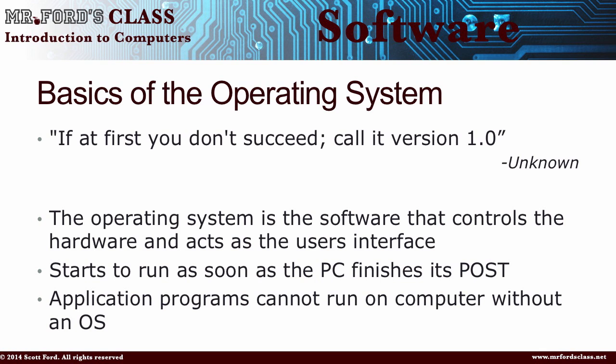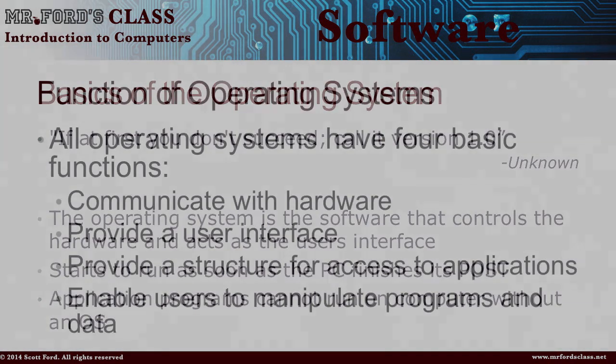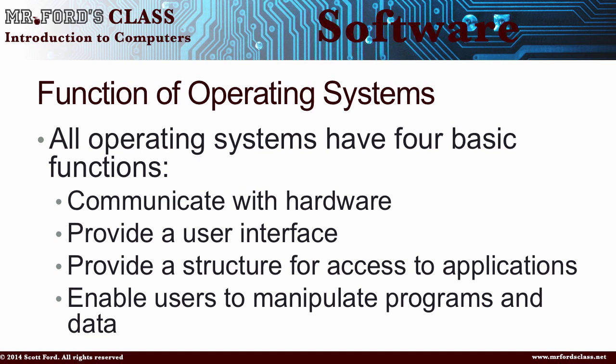So as soon as the POST process is done, the operating system is going to kick in, and that's what you're going to work with. Application programs, which we'll talk about towards the end of this series, must have an operating system in order to work. They must have an operating system in the background in order to be functional. The functions of an operating system include communicating with hardware, providing a user interface, providing a structure for access to applications, and enabling users to manipulate programs and data.